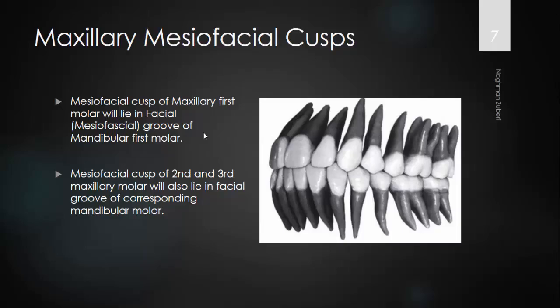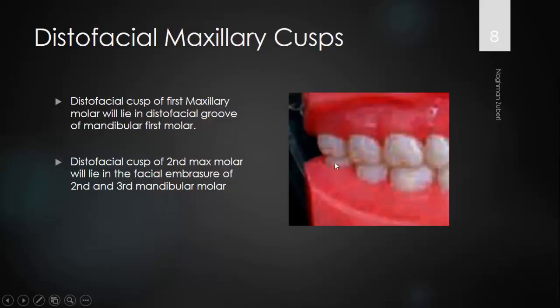We can see the second over here, the third one is not present in this set, but here we can see the third one. In this slide we will be discussing the distofacial maxillary cusps. The distofacial cusp of the first maxillary molar will lie in the distofacial groove of the mandibular first molar here. And the distofacial cusp of the second maxillary molar will lie in the facial embrasure of the second and third mandibular molars.